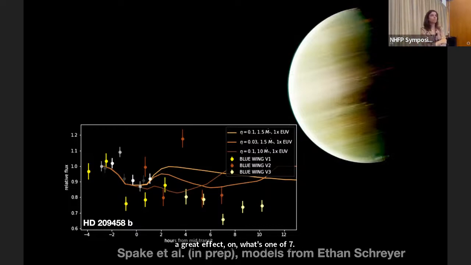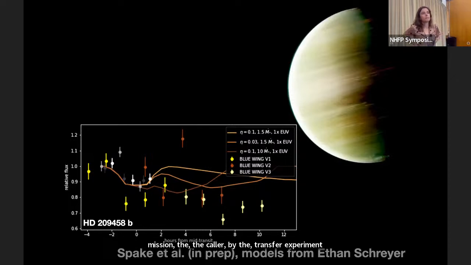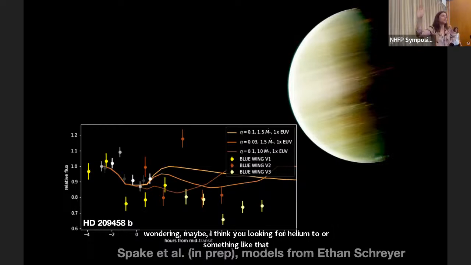I was wondering how these techniques might apply to the mission, the Colorado Ultraviolet Transit Experiment by Kevin France, which is doing 200 to 300 nanometer spectroscopy to look for these sorts of tells. And I was wondering if maybe they could be looking for helium too or something like that. You're right. I don't know that there are any helium lines in that wavelength range, but there are other absorption lines. I didn't have time to talk about it, but the more lines we have for a single planet, the better. And we can actually try and get at the composition, how much of the heavy metals are being dragged up by the atmospheric escape. Yeah, that would be very good.